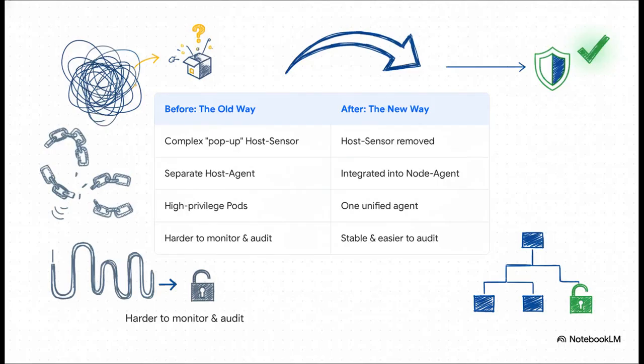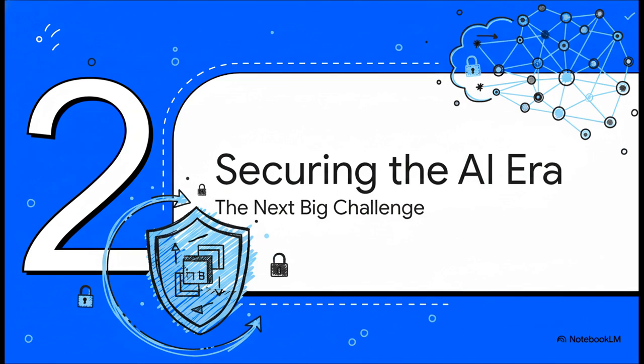And speaking of performance and stability, wow, this slide really tells a story. Talk about a glow-up. Before, you had this complex multi-agent setup that was, frankly, a bit of a nightmare to manage and audit. Now, all of that complexity is gone. It's all been streamlined into a single, unified agent. And let's be clear, for any enterprise team, reducing complexity is a security feature. The bottom line is your security is cleaner, it's more stable, and it's a whole lot easier to keep an eye on.